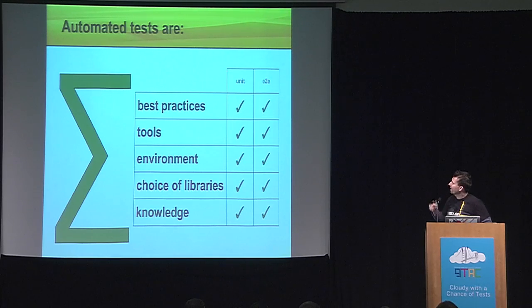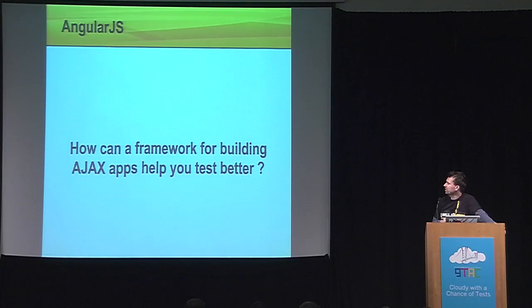And it turns out if you're missing any one of those, you're not really going to have a good testing story. And it turns out that the unit testing story is different from an end-to-end testing story. So while there's a lot of overlap, just because you're an expert at unit testing doesn't automatically make you a test expert of end-to-end. So how can a framework, which is really meant for building AJAX applications, help you do better testing?